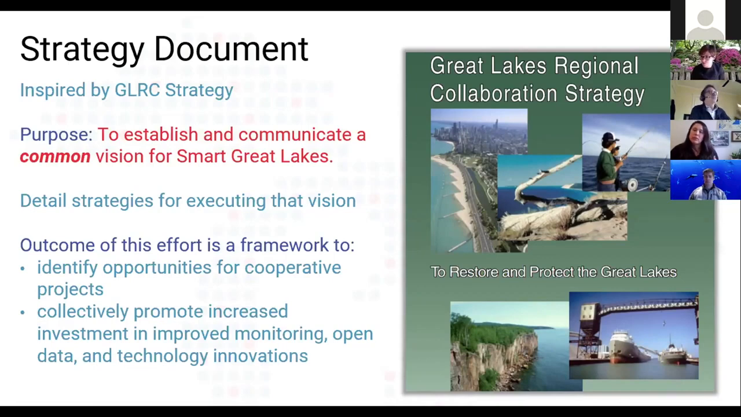And I think the intention here is really to work together to communicate and develop a common vision for Smart Great Lakes. You know, obviously GLOS described what we see as being Smart Great Lakes in our strategic plan, but we really want to make sure, in an active way, we're convening a large consortium of partners to contribute to this vision. And I think some outcomes of this exercise would be to identify opportunities for collaborative or cooperative projects, and really maybe what will fundamentally be the motivation for everyone, which is to collectively promote increased investment in things like monitoring, open data, and technology innovations, right? So this is something that we can take to funders, we can take to Congress and say, these are our priorities. This is why we need more investment in the Great Lakes region.